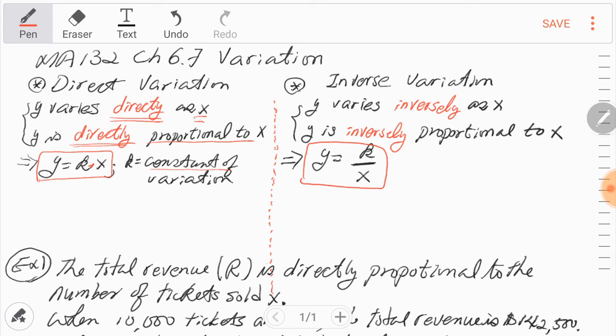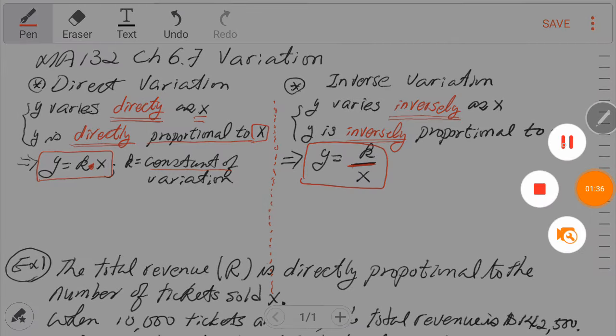And on the other side, inverse variation is this: y varies inversely as x. This time, instead of directly, there is the word inversely. Also, y is inversely proportional to x. Then this is inverse variation, and the equation is y equals k divided by x. K divided, not multiplied. For direct variation, you multiply the constant of variation k by what comes next. But for inverse variation, don't multiply, divide k by x.